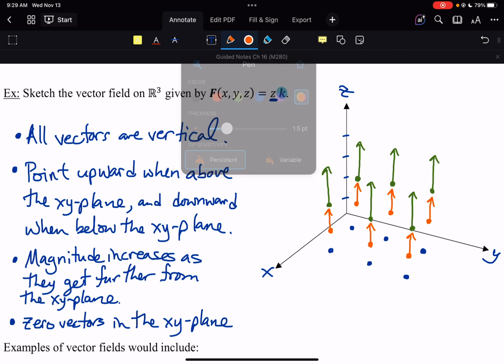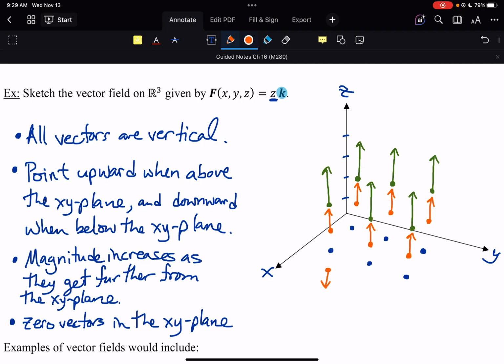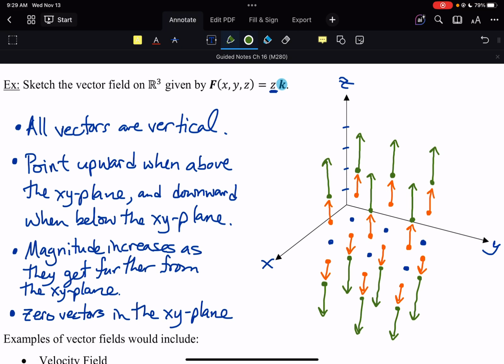And it would work the same way down in the negatives. If we went down 1 unit, we would get the same type of vectors, just pointed down instead of up. So it's basically symmetric about the XY plane. And then we would get the longer ones down here. All right, so this is generally speaking what that vector field would look like.